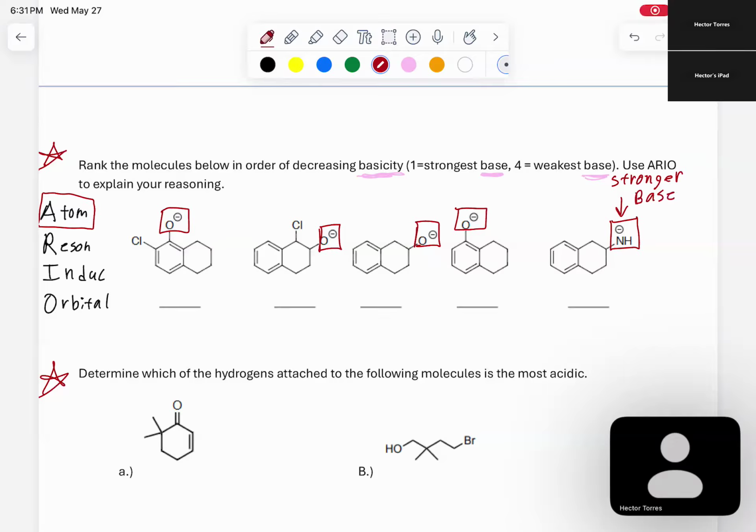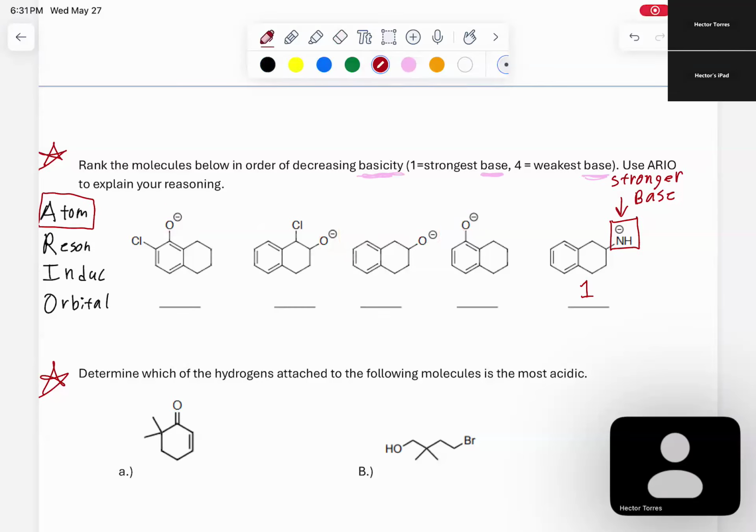It's a stronger base because once it grabs that hydrogen, it's going to be more stable, whereas the oxygens can hold that negative charge better. They don't need the hydrogen quite as much. So this one is going to be our strongest base, according to atom effect. Now we look at them again. We already looked at atom effect.